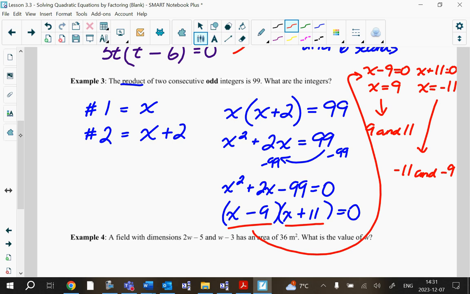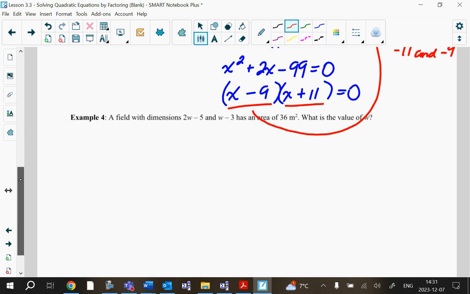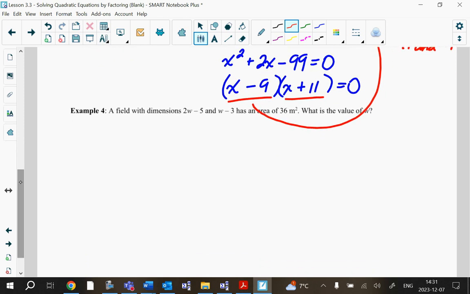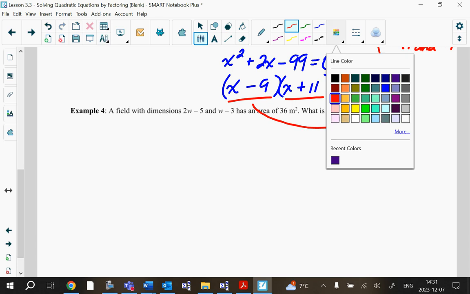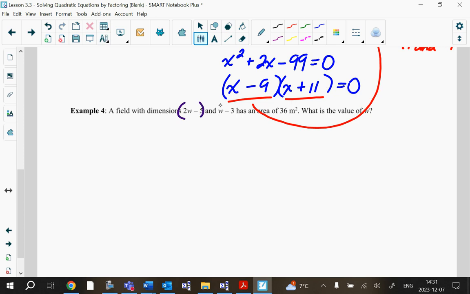Okay, the last problem. We've got a field where we're told the dimensions. One of these is the length and one of these is the width. We'll put parentheses around them. And we know that the area is 36. From that, you're asked to find W. Well, how do I find the area of any rectangle? Length times width. So this times this must give me 36.